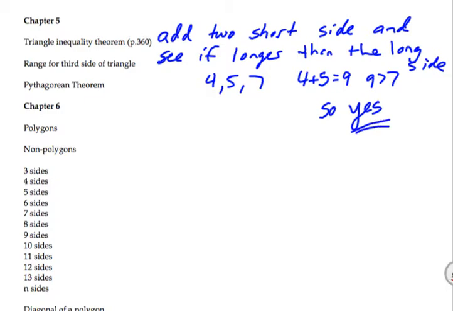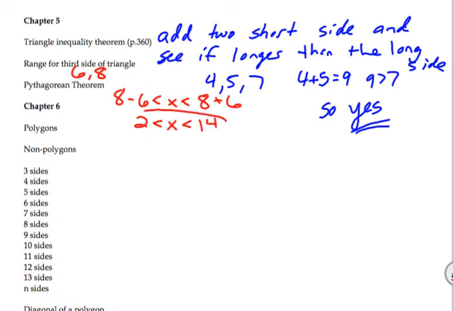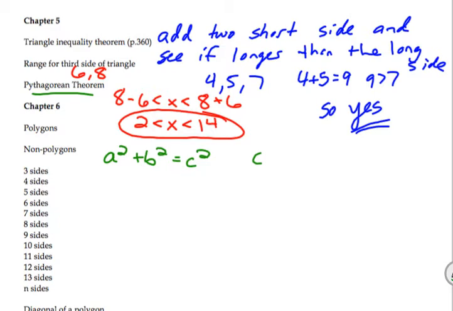The range, if they give me the range of a triangle and they give me 6 and 8, I'm going to do 8 minus 6 is less than x, which is less than 8 plus 6. So that's 2 is less than x, which is less than 14. So x has to fall somewhere in that range. This Pythagorean theorem is that a squared plus b squared equals c squared. C is equal to the longest side. C has to be by itself and has to be the longest side.